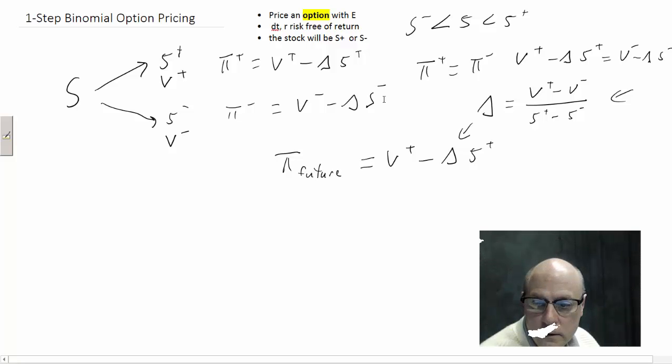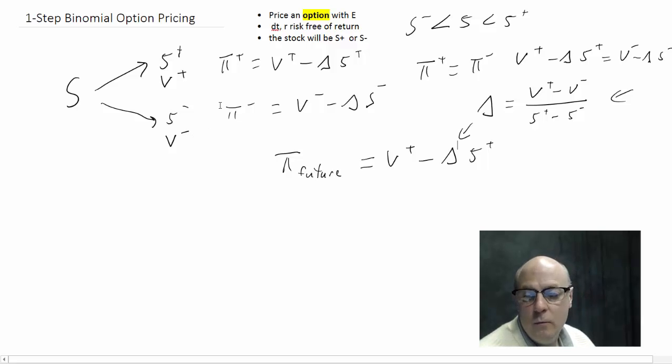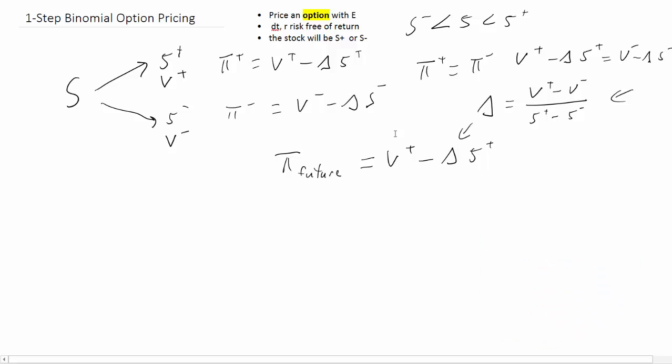So as soon as I know what the S plus, V plus, S minus, V minus are, or even more simply, as soon as you tell me what kind of option it is and what the S plus and S minus are, then I can figure out the V plus and V minus, then I can figure out the delta, then I can figure out the value in the future.